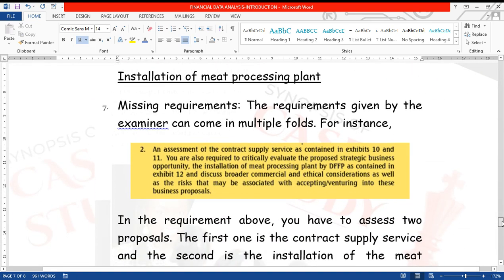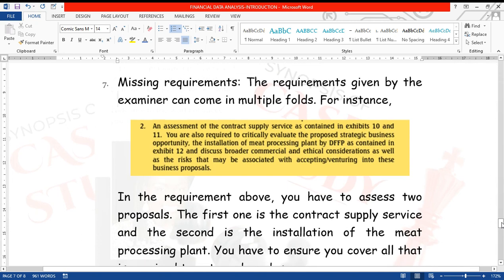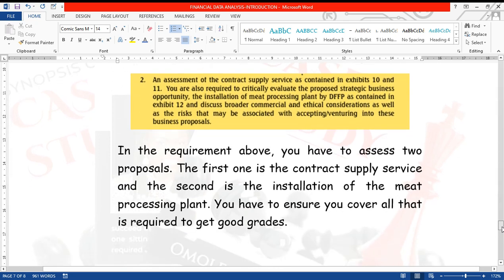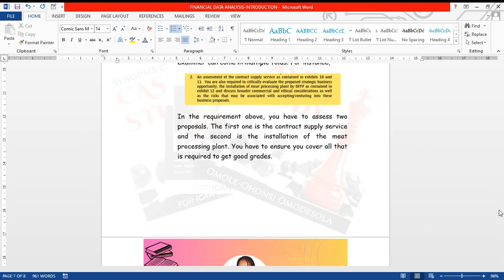And finally, missing requirements. It's very, very important. Now, the requirements given by the examiner can come in multiple folds. Like now, for instance, we are looking at contract supply service, we're looking at installation of meat processing plants, and we're also discussing the ethical and commercial considerations as well as the risk. So all these things, we have to assess two projects. The first one is the contract supply service, second is the installation of the meat processing plant. You have to ensure you cover all that is required to get good grades. So don't miss out on any requirements.